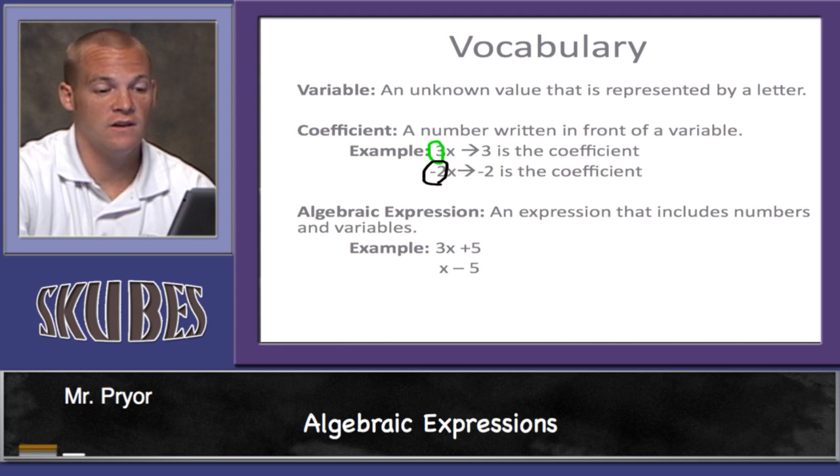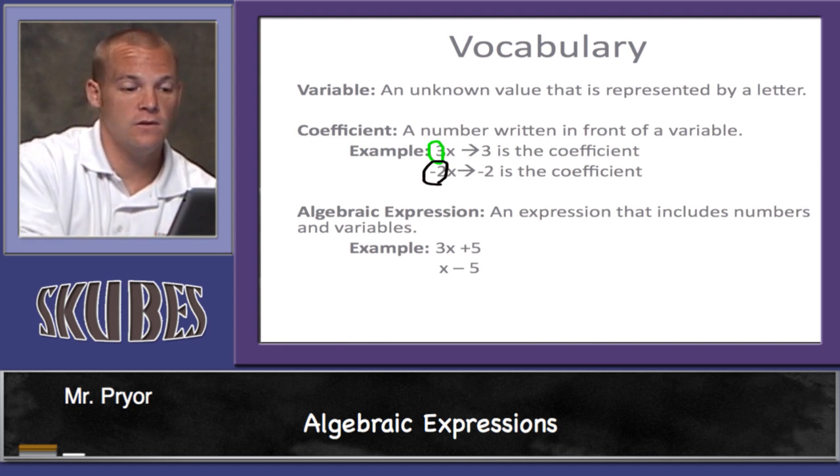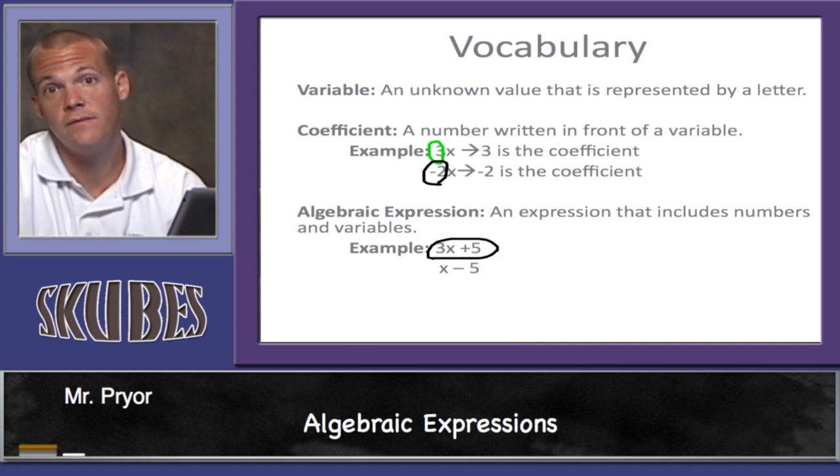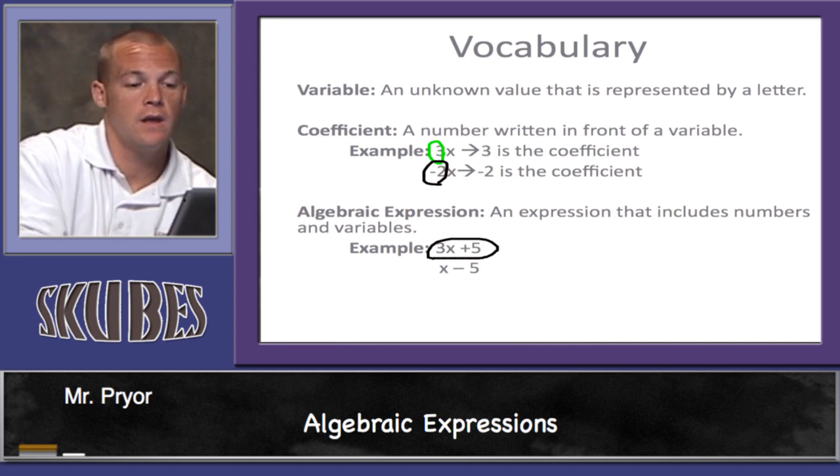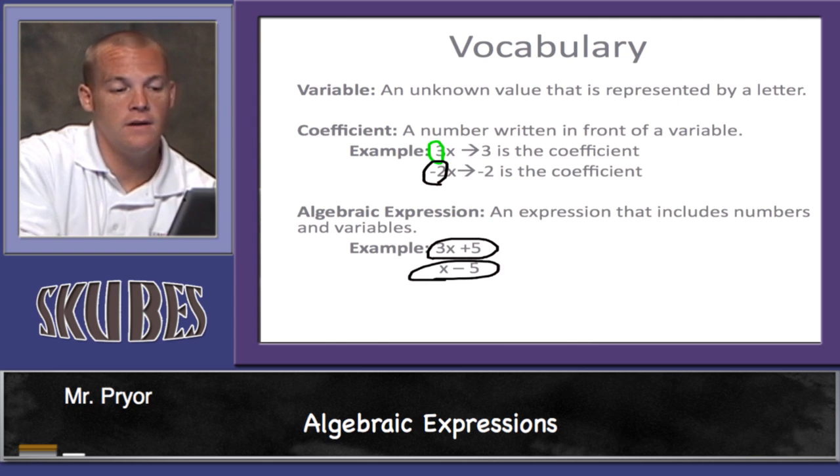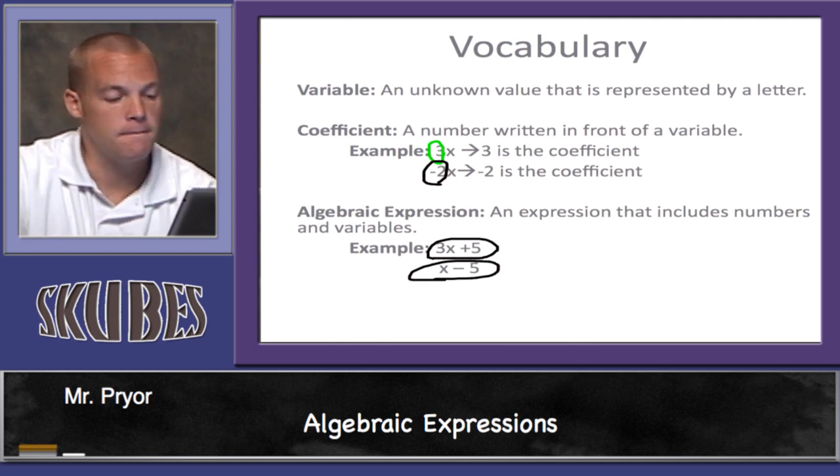An algebraic expression is an expression that includes numbers and variables. So you can see here down at the bottom, 3x plus 5 includes numbers and variables as well as operations, of course. And then finally x minus 5. So those are just a couple examples of that.